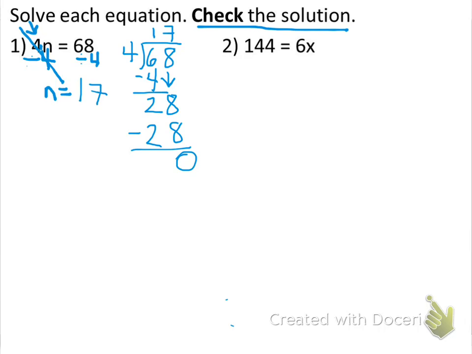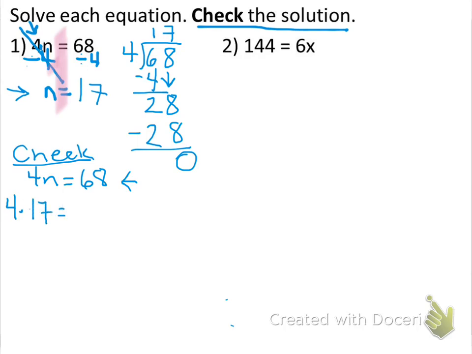A few things to notice. Notice that my equal signs here are lined up perfectly. And my variable is now by itself, so I just have n is equal to. Now we're going to check and make sure this is right. To check, the first thing you're going to do is write your equation. 4n is equal to 68. Now we want to see if this 17 makes this equation true. So I'm going to write 4 times 17 equals, with a little question mark on top.